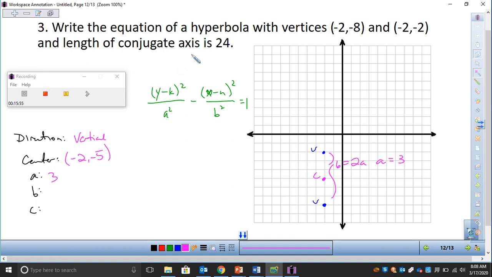a is 3. Up here we say our conjugate axis length is 24. This is the same as 2b. So the conjugate axis length is 2b. 2b is 24. b equals 12. So notice b is bigger here, but that doesn't matter to us in our equation. We're fine with that. So our final equation is going to be y plus 5 squared over a squared, which is 9, minus x minus 2 squared over 144 equals 1.